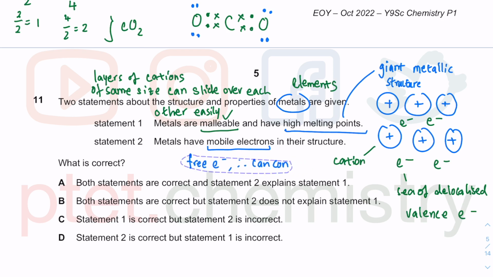So both of these are correct statements, but none of them explain each other. Melting point is to do with structure and you need to break strong metallic bond. Malleable is to do with the layers of cations of the same sizes being able to slide over each other. But this thing explains conductivity. It doesn't explain malleable property. It doesn't explain high melting point. So both statements are correct, but statement 2 does not explain statement 1. So B is the best answer there.